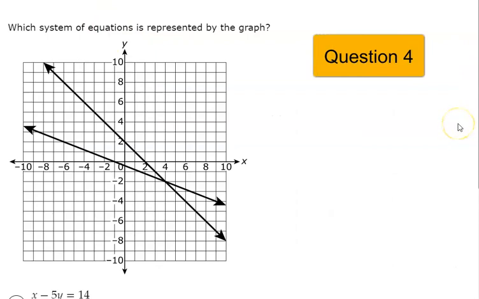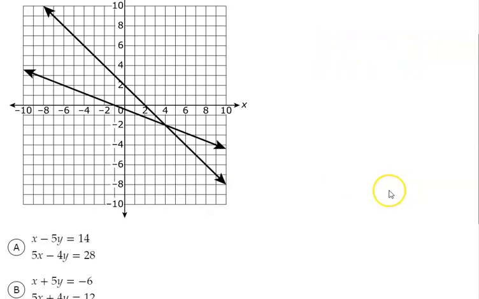Which system of equations is represented by the graph? You could find the slope and the y-intercept of each line and write equations and rearrange those in standard form to find your two equations. But before you choose your answer, you should type your systems of equations in the graphing calculator. So let's pull up the calculator.